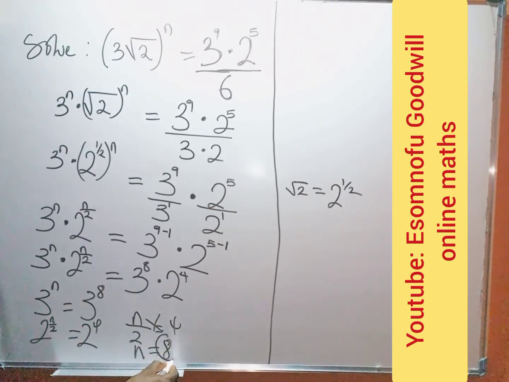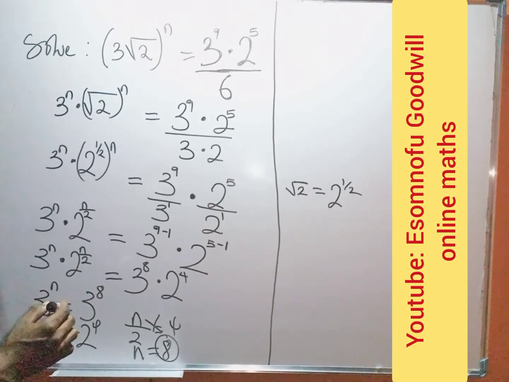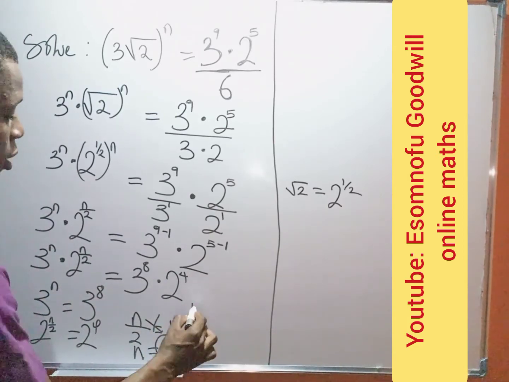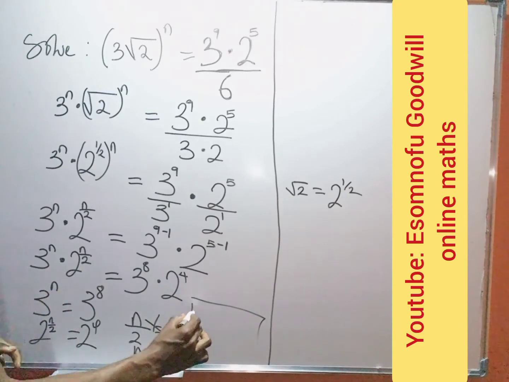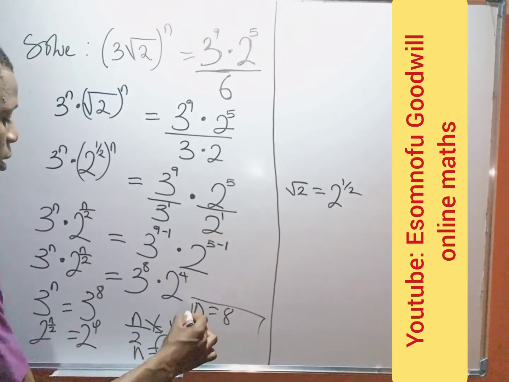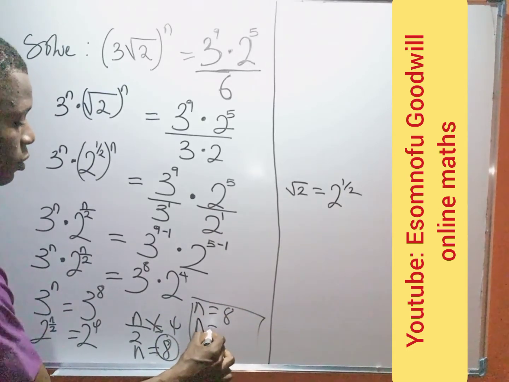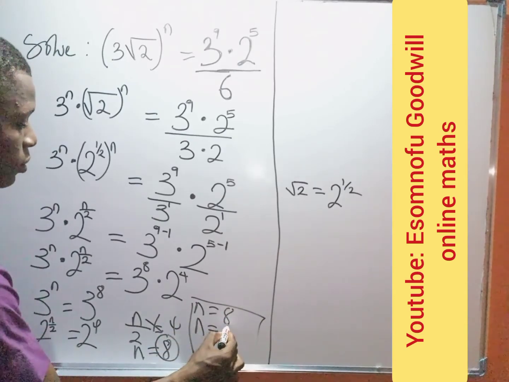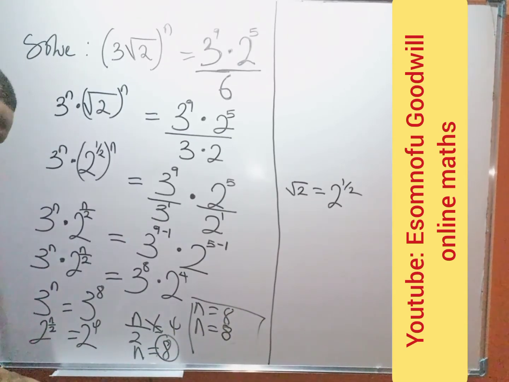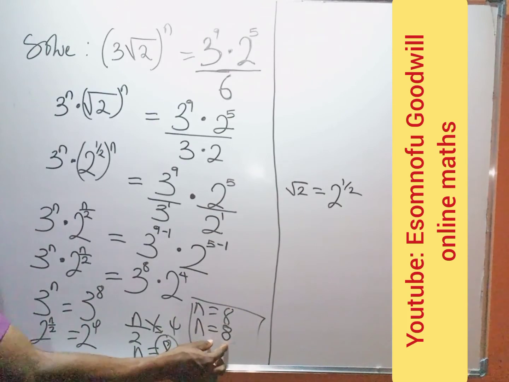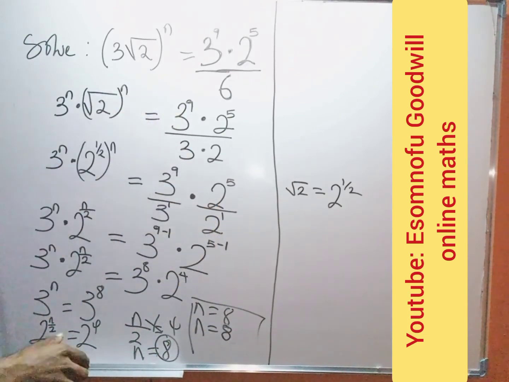So 8 is the value of n that satisfies this equation, because for the power of 3, our n is equal to 8, and for the power of 2, our n is also equal to 8. So the value of n that satisfies this equation is that n must be equal to 8.